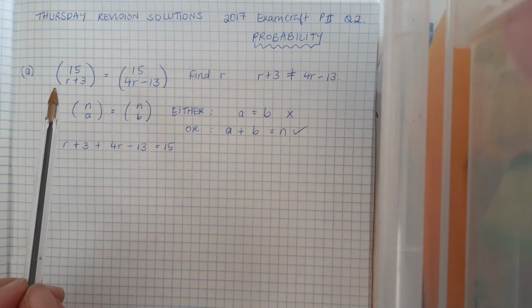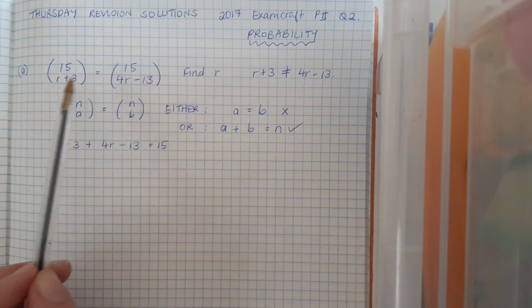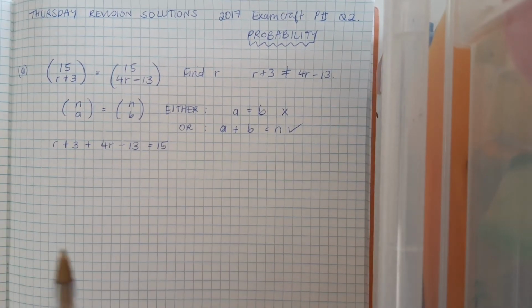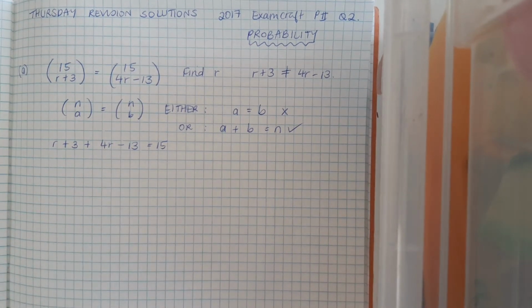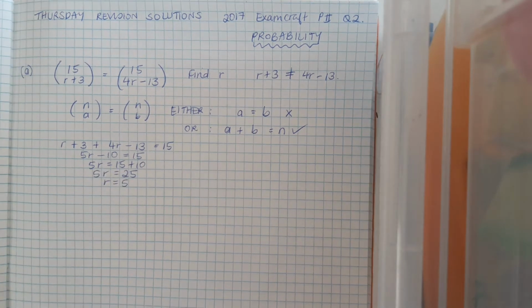So I'm going to add the r values from the n choose r, and we've got r plus 3 plus 4r minus 13 equals our n value, which is 15. And at this point then it's just simply using a bit of algebra to work out the r. And we end up with r is equal to 5 at the end of that.